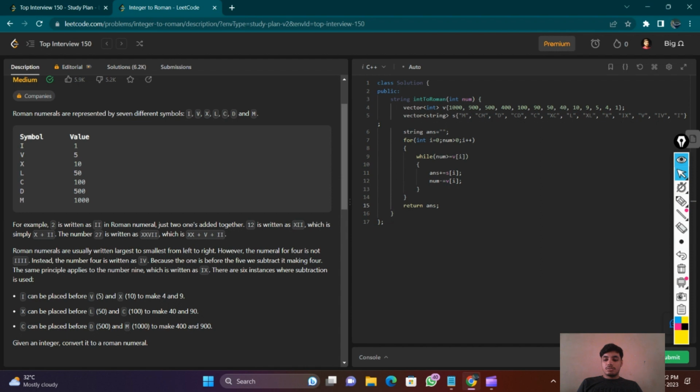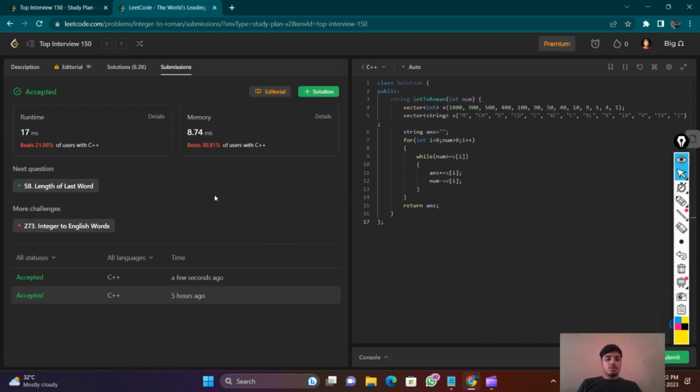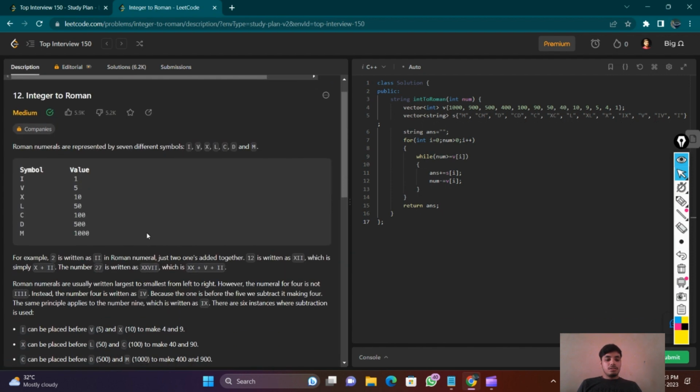Now let's run this. It is accepted successfully. Now let's submit this. It is successfully accepted. So this is the question for today, and we have converted an integer to Roman numerals.